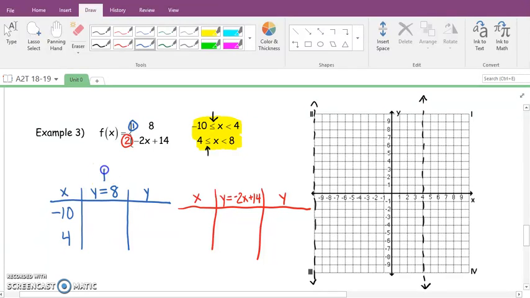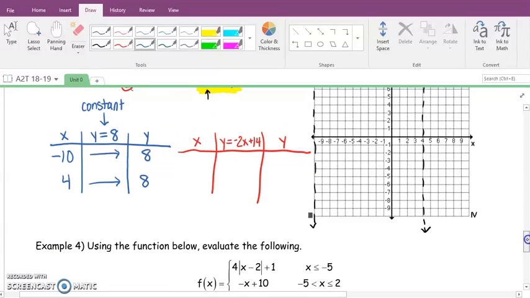Okay. Now, this right here maybe looks a little familiar. This is that constant function we were talking about. There's no x in it. It's just 8. That's awesome, because that means I don't even have to plug these in. I know the y value already. No matter what the x is, my y value will be 8. So I have my 2 points. All right, I have negative 10 comma 8 and 4 comma 8.